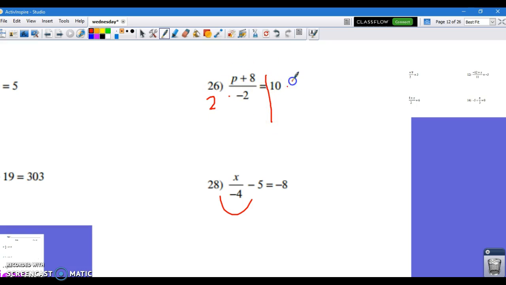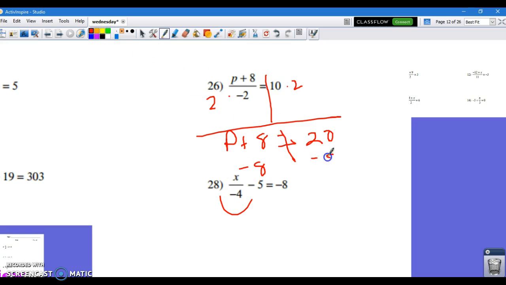Multiply that 2 out first with junk in the trunk. Remember, long story short, that's going to cancel out, leaving you p plus 8. 10 times 2 is 20. I'm now going to get rid of that 8 by subtracting 8. That cancels out, leaving me p. Oops, did it again. Should be multiplying with a negative 2. So it's negative 20. Negative 20 minus 8 is going to give you negative 28. P equals negative 28.